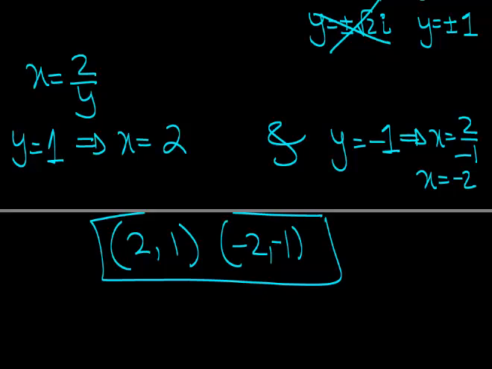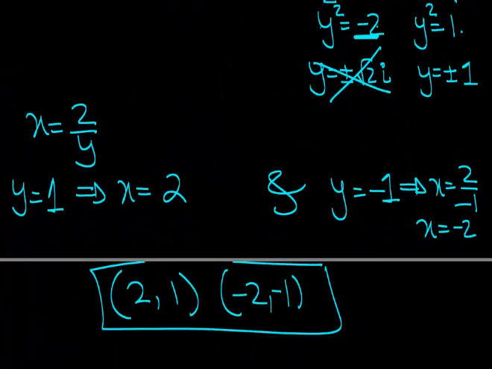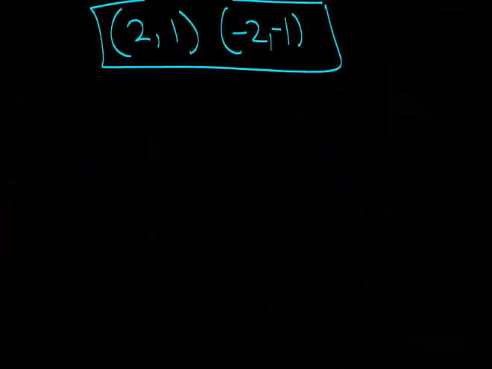So if you go back and look at it, that's kind of like what we had for the picture. If x is 2, y is 1. So you can see if x is 2 here, y would be 1. And if x is negative 2, y would be negative 1. So kind of get the idea. Okay, so that's how we solve nonlinear systems.